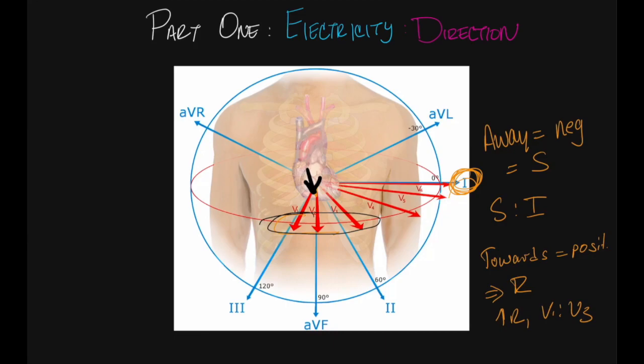And what's unique to lead 3 is that it has a pretty good view of the septum. So an increase in activity towards the right ventricle is going to go towards lead 3, which tells us we have Q waves. Because the Q waves are representative of septal activity. Interesting.